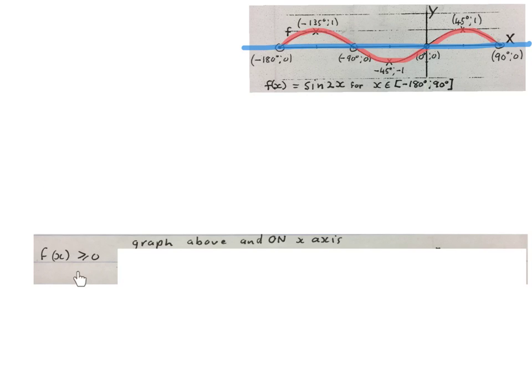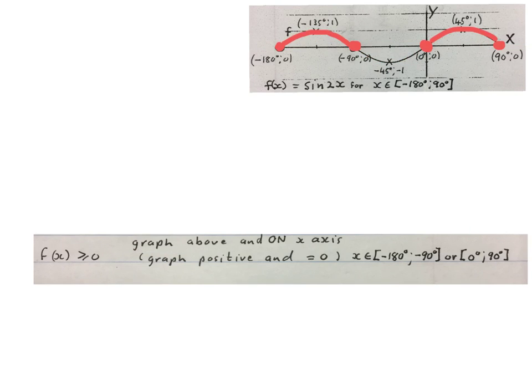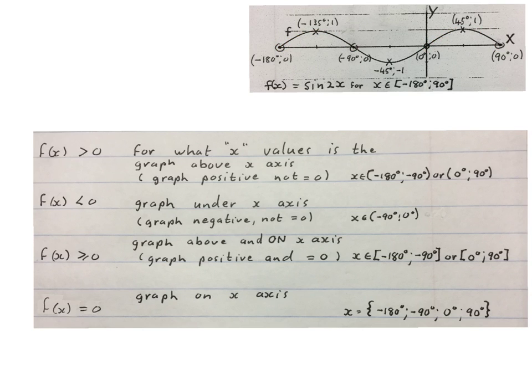This writing means they want where the graph is bigger than or equal to 0. So that's where the graph is above and on the x-axis. Where's the red snake? On the blue line and above the blue line. So that is where the graph is positive or equal to 0. So the answer lies on those two red places. So it's x is between minus 180 and minus 90 included, and also between 0 degrees and 90 degrees included. Please stop the video again and look at the answer. Please stop the video and get your brain around what we wrote here.